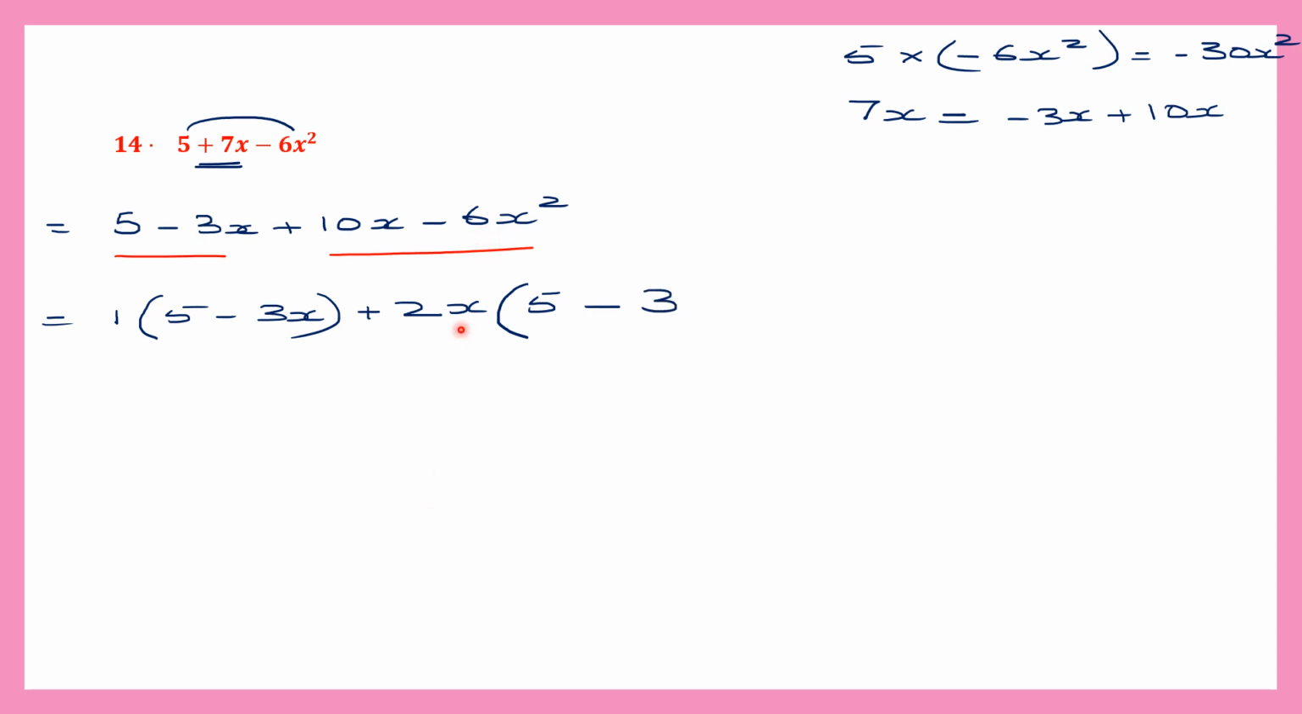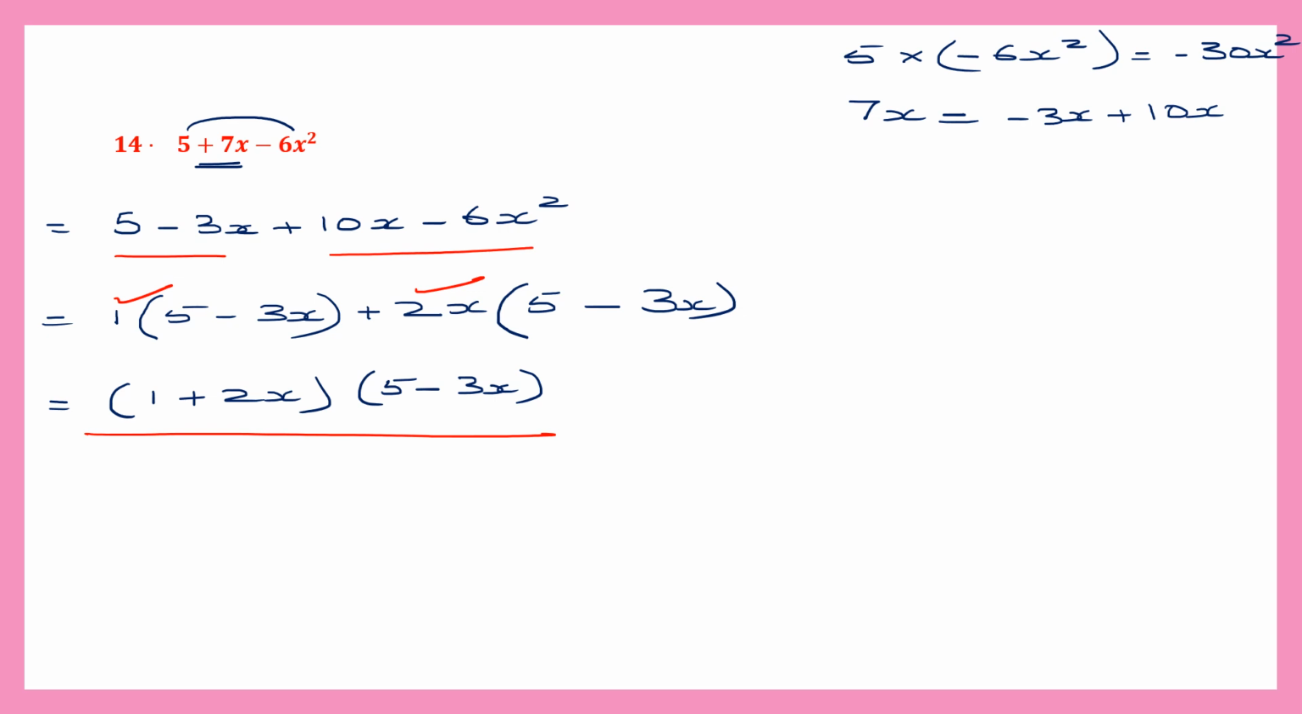And here I have 1x and here I have 2x's. I can put that x here. So when I put the x here, can you see? Here I have 5 minus 3x, here also I have 5 minus 3x. So let's take this first. That will be 1 plus 2x and 5 minus 3x. So I have my answer here: 1 plus 2x, 5 minus 3x.